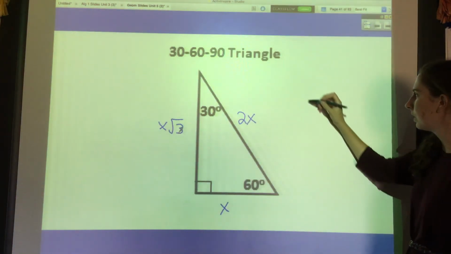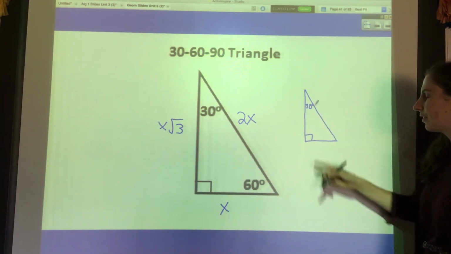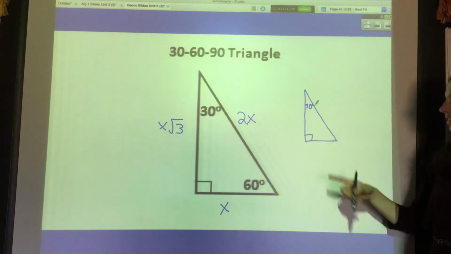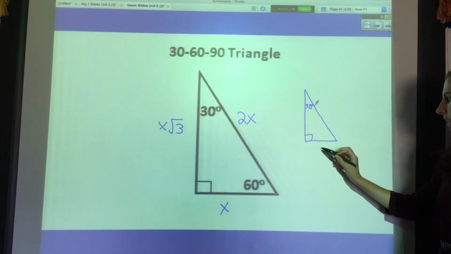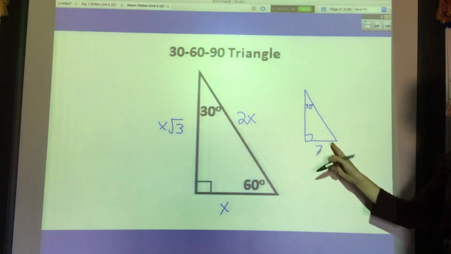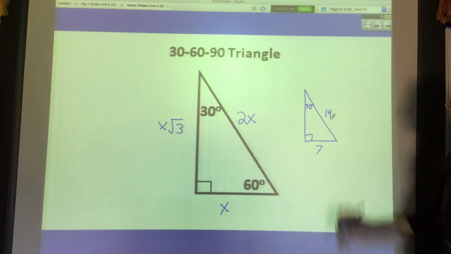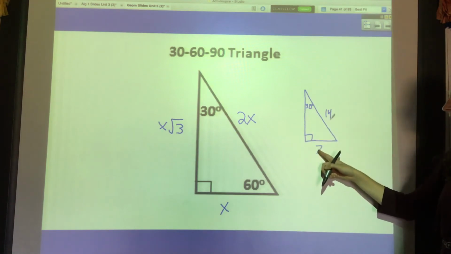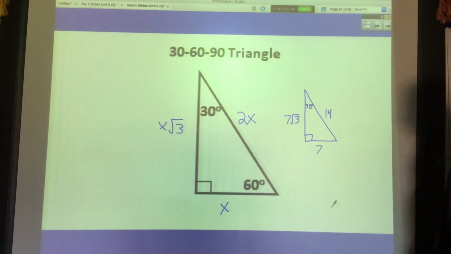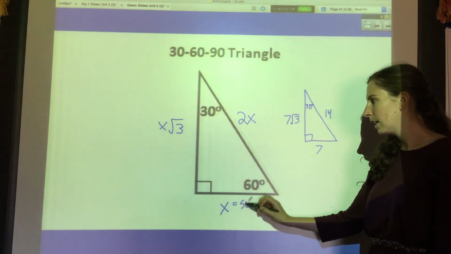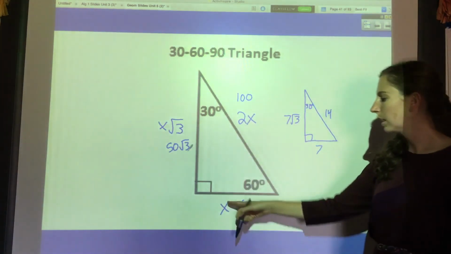So for example, let's say I had a 30-60-90. Just by the way, if I know that's 30 and that's 90, then this has to be 60. Let's say this right here was 7. That's the short leg. And so the hypotenuse would be 2 times 7, 14. And the long leg would be 7 times the square root of 3, 7 root 3. Let's say this was 50. Then this would be 100, and this would be 50 root 3. You just plug the leg in for x, basically.